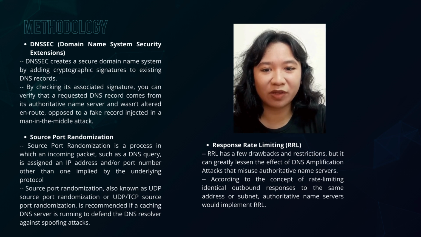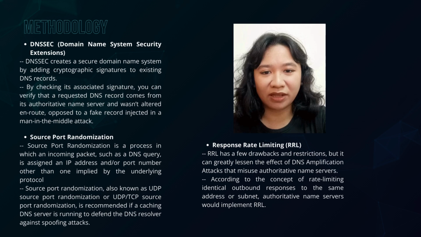The third one is response rate limiting, RRL. RRL has a few drawbacks and restrictions, but it can greatly lessen the effect of DNS amplification attacks that misuse authoritative name servers. According to the concept of rate limiting identical outbound responses to the same address or subnet, authoritative name servers would implement RRL.